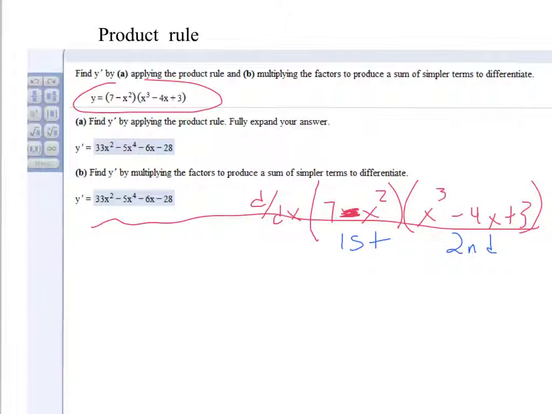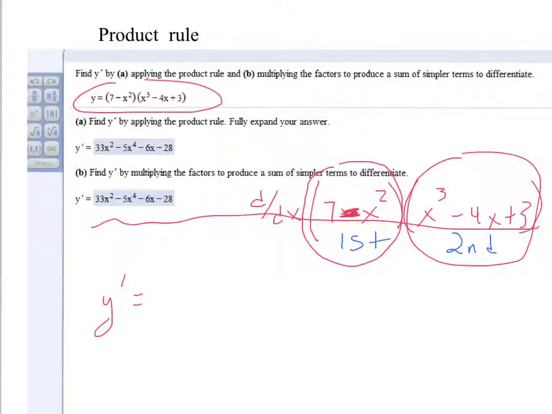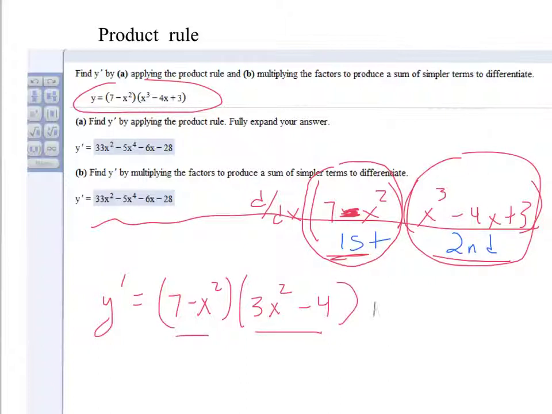Okay, so as I talk you through this, I'm going to be referring to this as the first function, if you will, and this is the second function. So, okay, so when we go to find y prime then, first function, 7 minus x squared, times the derivative of the second function. So, what's the derivative of x cubed? Well, 3x squared. And the derivative of negative 4x is just negative 4. And the derivative of 3 is nothing, is 0. So, okay, first function times the derivative of the second, plus second function, which is x cubed minus 4x plus 3, times the derivative of the first function. Well, the derivative of this is just negative 2x.